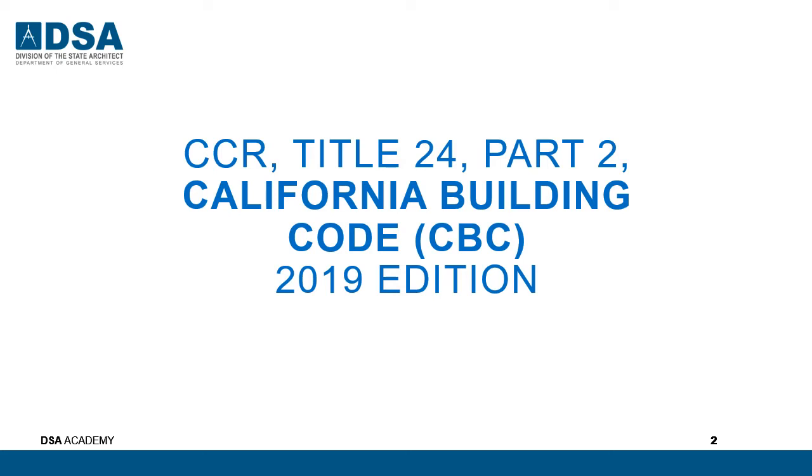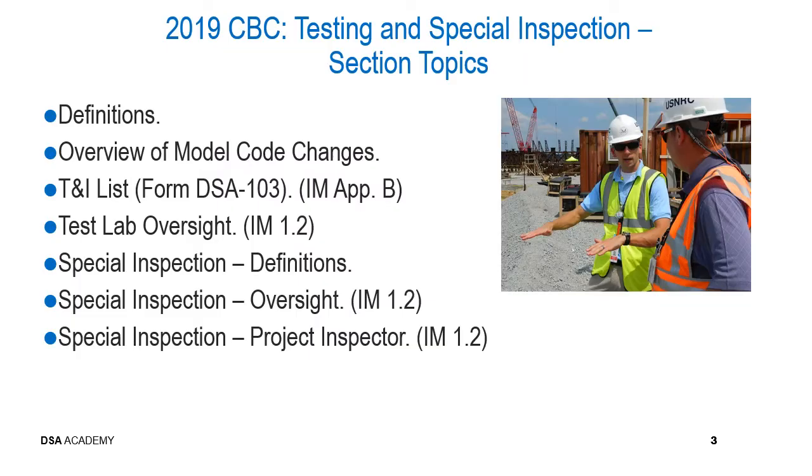And for this class, we'll be focused on the 2019 edition of the CBC. Here's an overview of the section topics that we'll be covering in this module. We'll start out by going through some of the definitions as it relates to testing and special inspection. Then we'll go over an overview of the model code changes as it relates to the 2019 code edition.